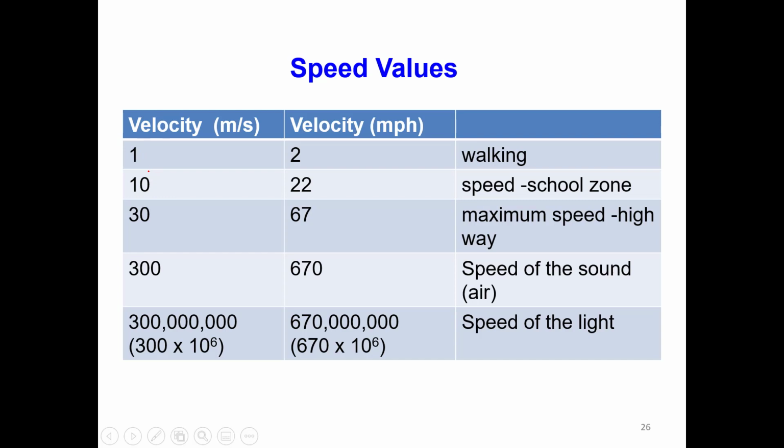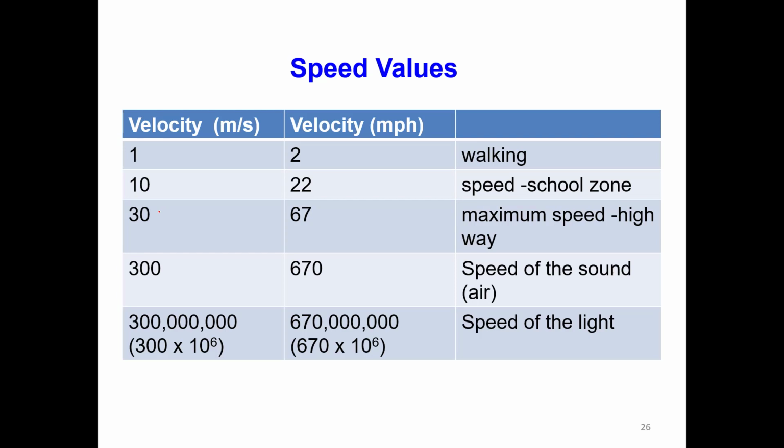Now, the maximum speed on the highway is about 67 miles per hour, which corresponds to 30 meters per second. Then the speed on the highway is 3 times larger than the speed in the school zone. Then we can think in terms of those velocities.